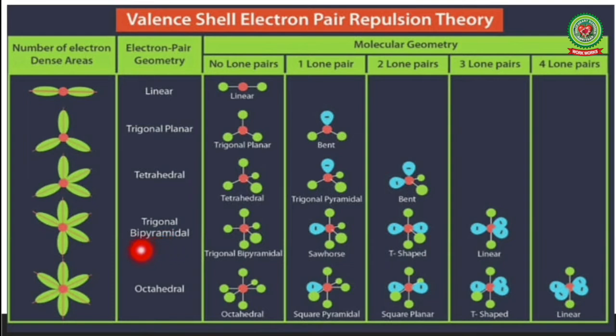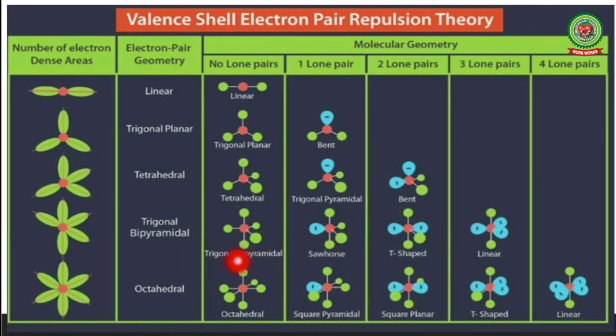Then trigonal bipyramidal will be the same. If no lone pairs are present, then this will be the structure. If one lone pair is present, then the shape becomes seesaw. And if there are two lone pairs present, then the shape is a T-shaped structure. And if there are three lone pairs present, then the shape will be linear.